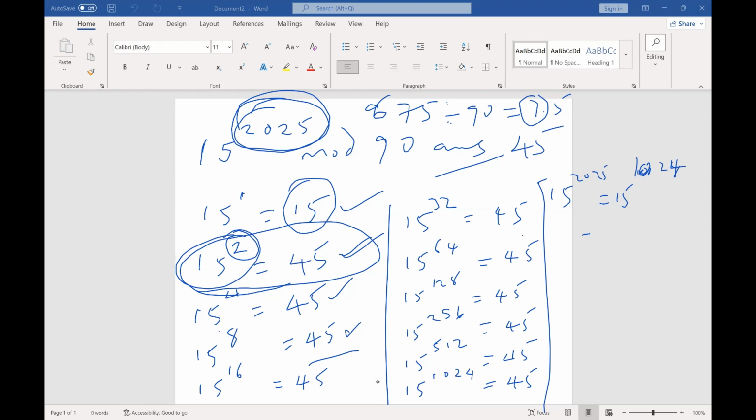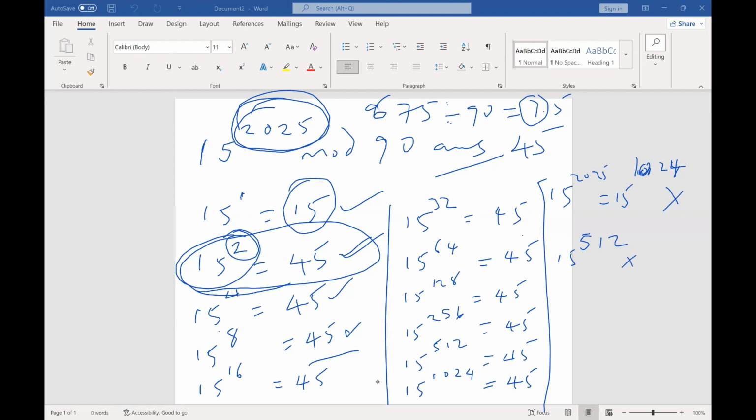So the closest we have is 512. So we add 512, the power. I don't have space, so let me just write here 512. So what is left? In fact, instead of doing that, I just erase this and say times 15 raised to 512.